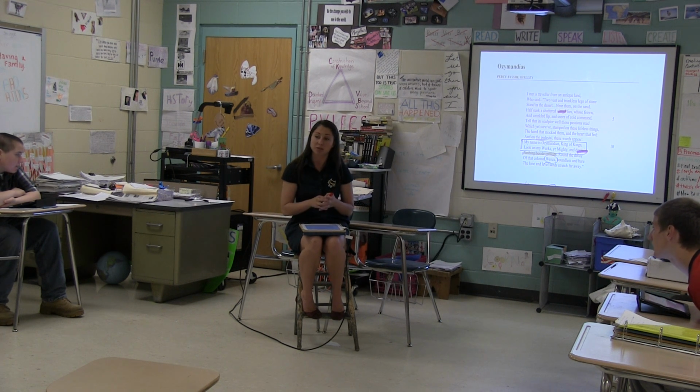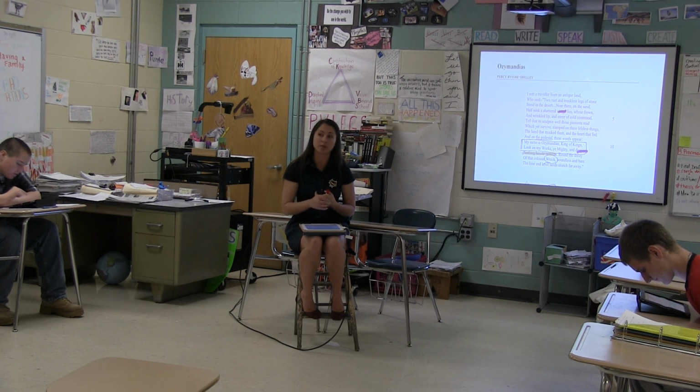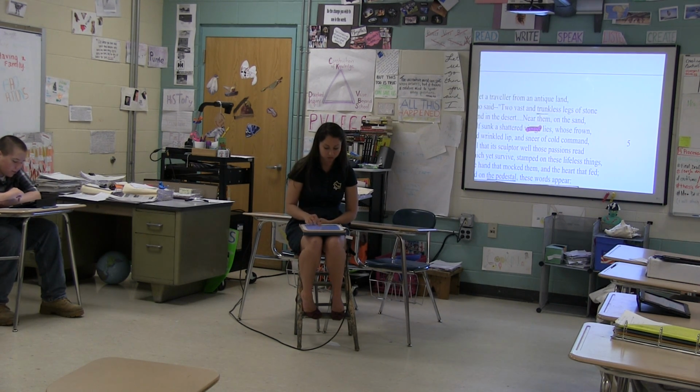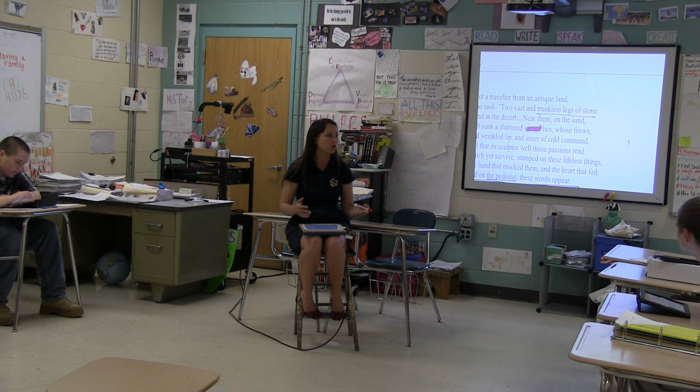Excellent. Give me another, what were you going to say? It's a colossal wreck. Yes. So go look at Brandon, go back up to the top of the poem and tell me how else do we know that this statue has been destroyed or that it is not in the best repair? What else do we know? Because it says two vast and trunkless legs of stone. Trunkless. So what's fallen off the legs of the statue?